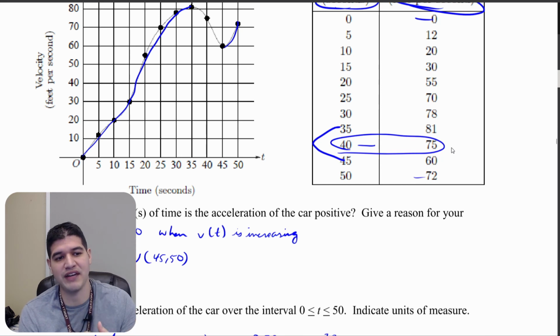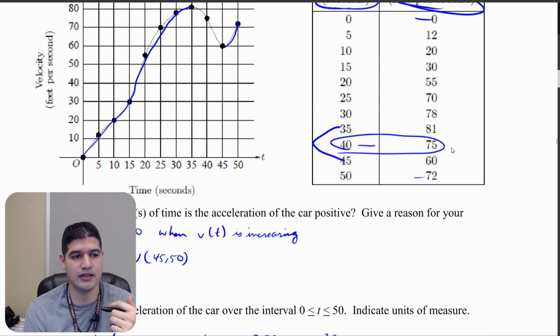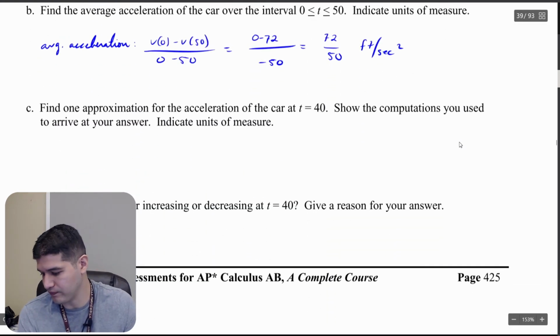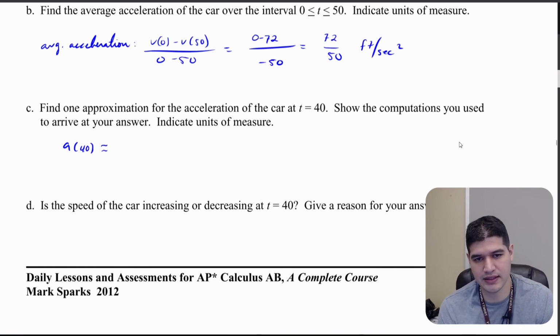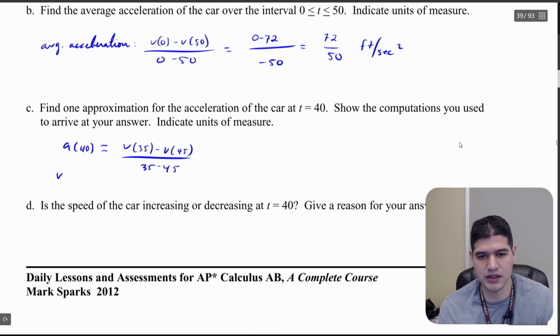So we're going to be using 35 and 45 seconds, and we're going to be using 81 and 60 for our velocity. So let's go ahead and write this down. We'll say here that a of 40 is approximately equal to this average acceleration of v of 35 minus v of 45 over 35 minus 45. And I just want to make a note here that this is v prime of 40. So they're the same thing that I'm finding. Let's go ahead and write down these values. These were 81 minus 60 over negative 10.